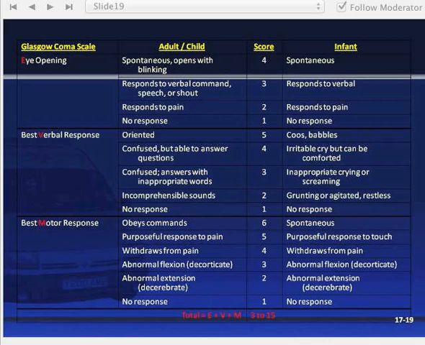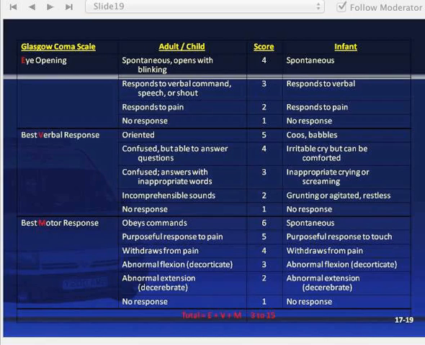When we're evaluating eye-opening, the ratings can be 4, 3, 2, or 1. 4 being spontaneously open with blinking, 3 being response to verbal commands, speech, or shouts, 2 being response to pain, and 1 being no response at all.